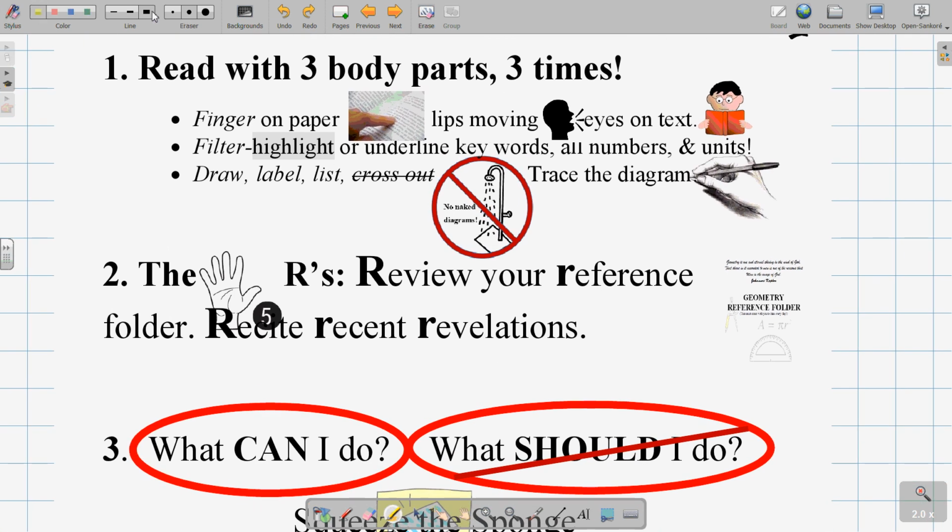First, and by far the most important, always read with 3 body parts 3 times. The 3 body parts: you read one time through with finger on the paper, lips moving, eyes on text. That's your 3 body parts. 3 times, that's your first time reading. Second time reading, you go back, you filter or highlight or underline keywords, numbers, and watch out for units. Third time reading, draw, label, list, cross out.